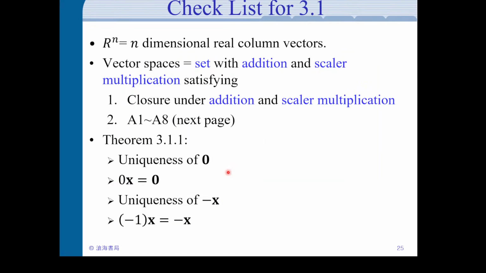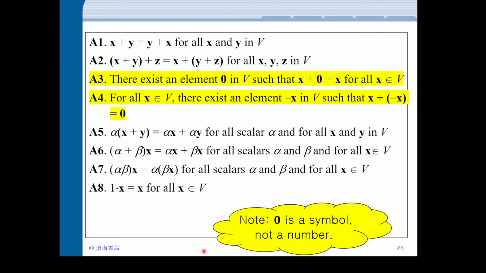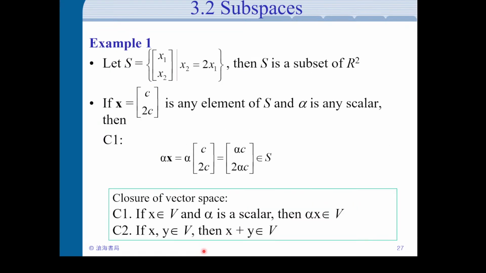In particular, we have seen 4 rules. The 0 element and the minus elements are unique, and also scalar 0 times any vector is the vector 0, and scalar minus 1 times any vector x equals the inverse vector minus x. So this is a quick review of the abstract vector space, and now we are going to study properties of those vector spaces. The first property we are going to talk about today is a subspace.